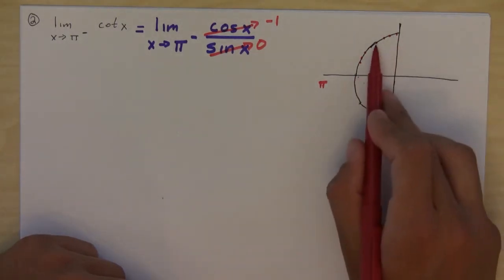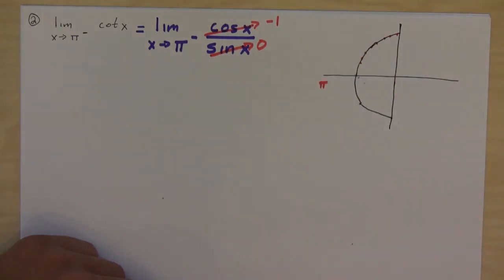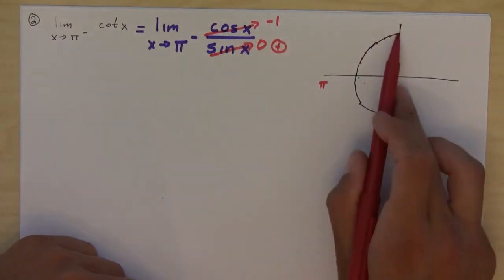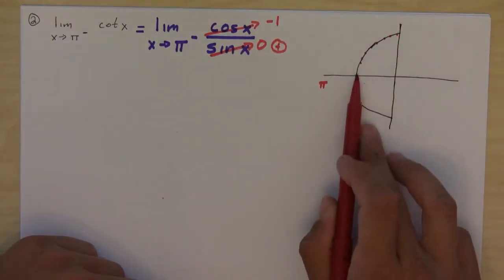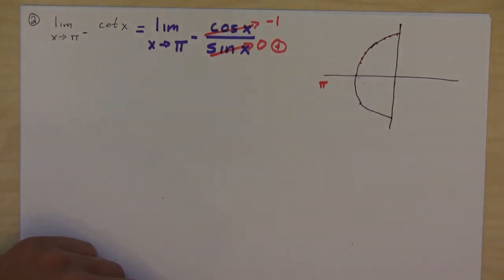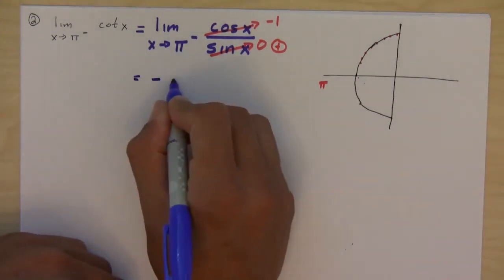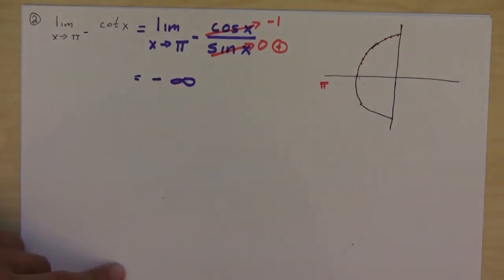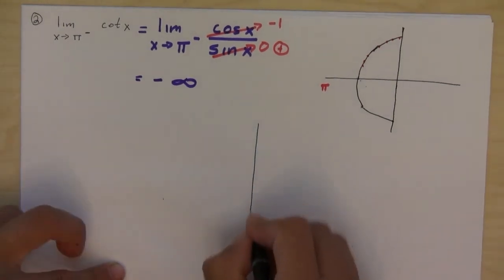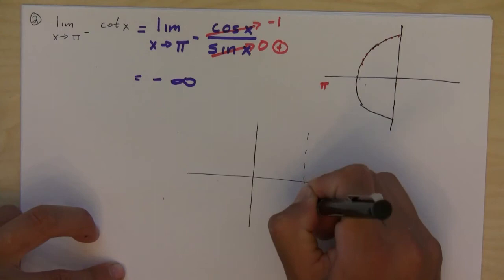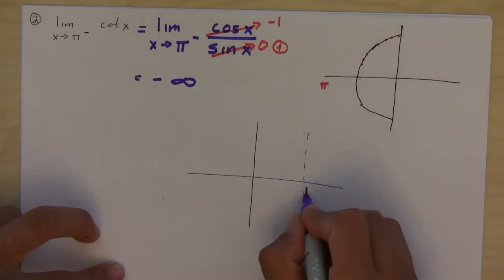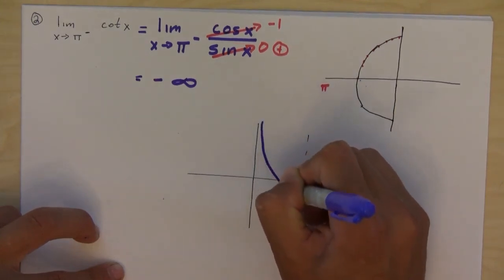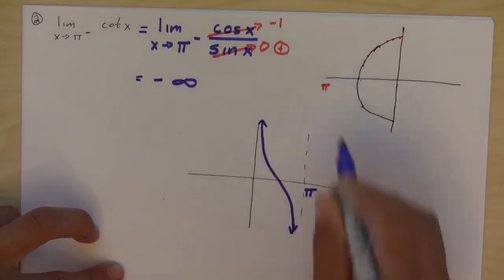Notice that sine over here is always going to be positive, and cosine in this quadrant is negative, and so that means that this is going to be approaching negative infinity as we approach pi from the left. And if you remember the graph of cotangent, this verifies it. It looks something like that from 0 to pi, and then it just repeats itself.